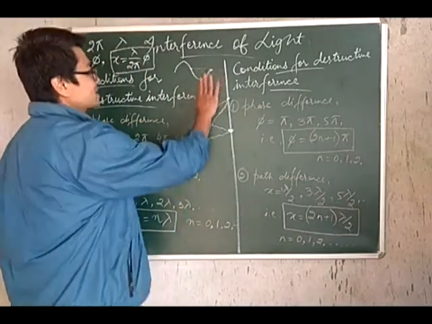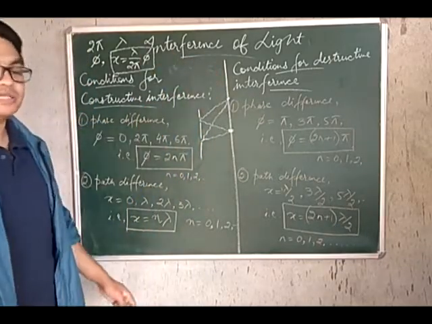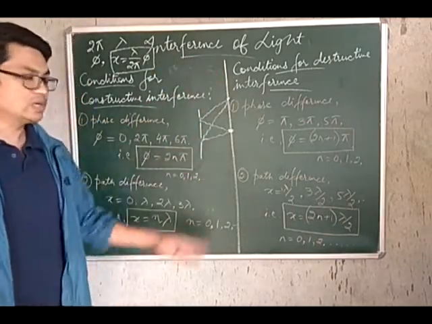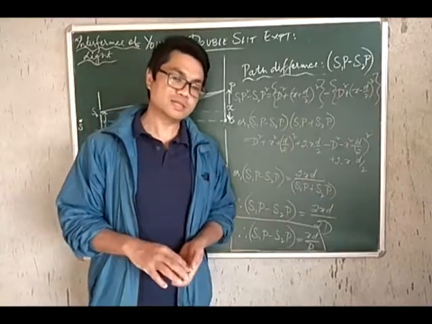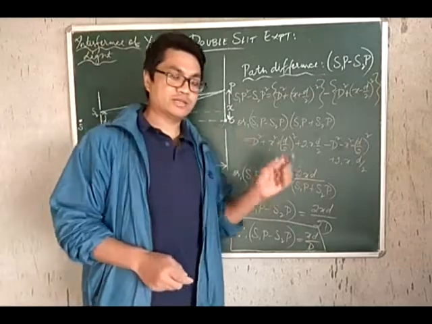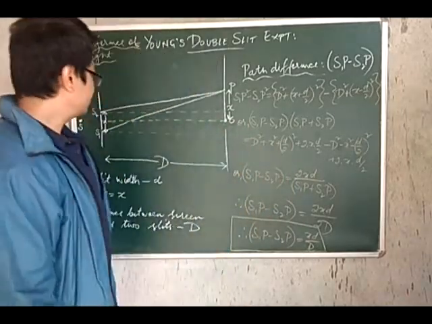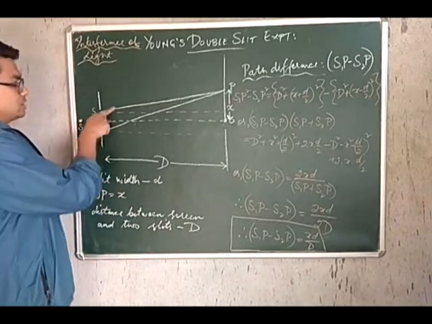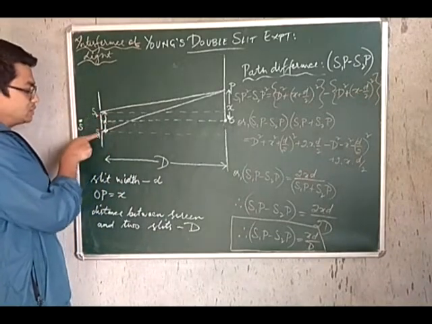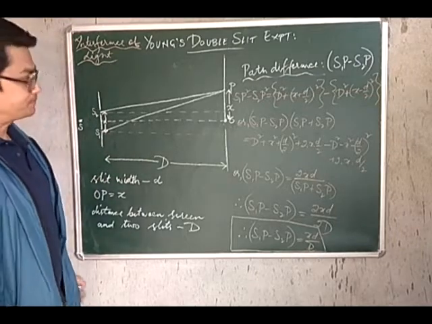Okay, so these are the conditions, remember, for constructive and destructive interference. You need to remember this. Now for Young's double slit experiment, let us try calculating the path difference between two waves starting from the two slits. S1 is the lower one, S2 is the upper one.